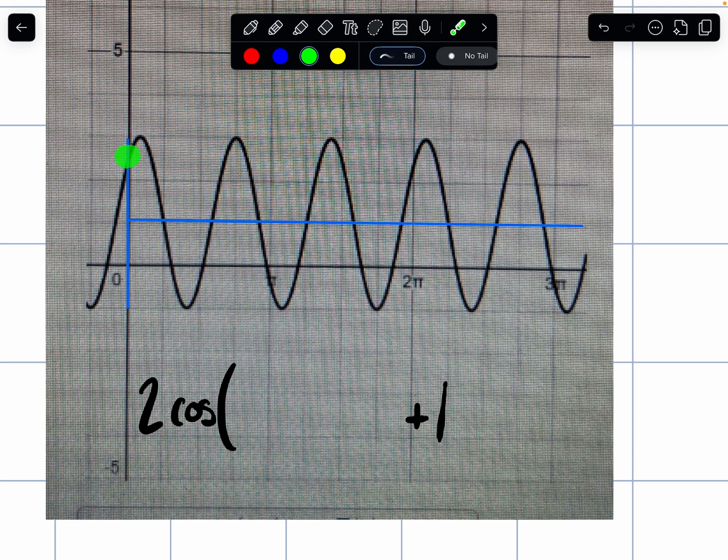Where I start, I'm starting here and I'm going up. So I need to find how many times that happens within 2 pi. It happens once going up, twice going up, 3 times going up, and that's the completion there. So I know that the waves are happening 3 times as fast.